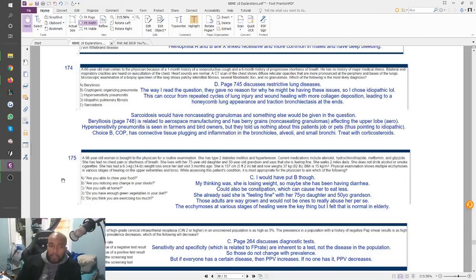Are you noticing any changes in your stool? Which, again, is a fine question to ask, an important question to ask, but not the most important, given the way this question was presented with her concerning weight loss and concerning ecchymoses at various stages of healing. Okay? So that's it for now.